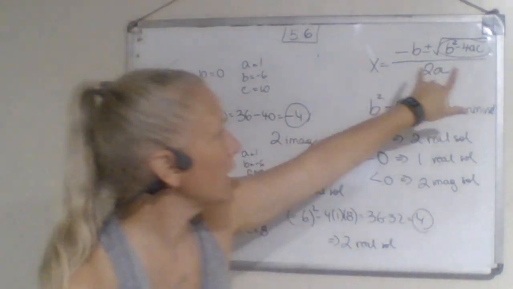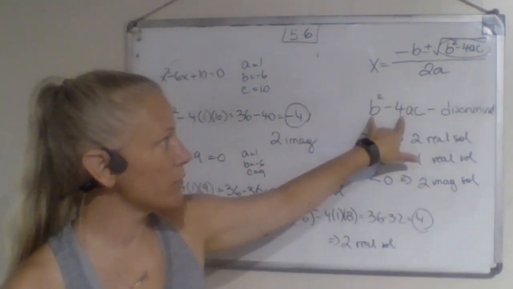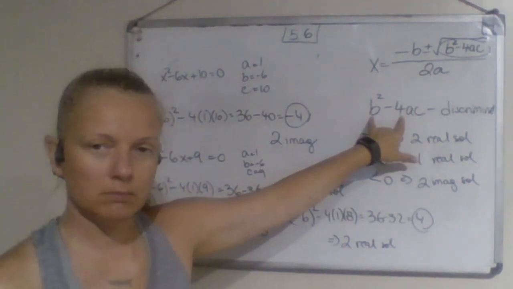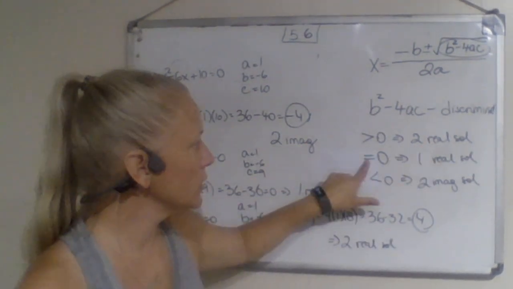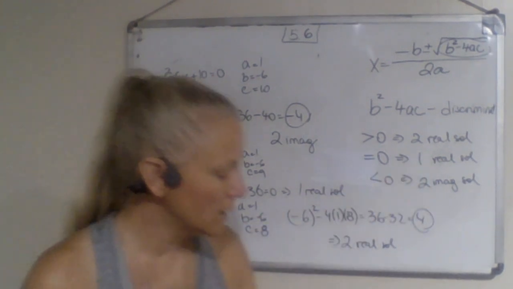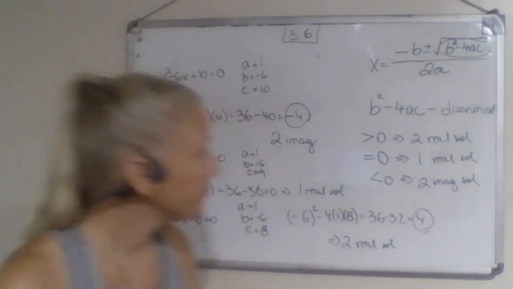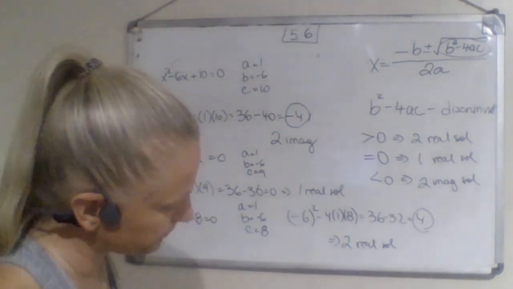All you have to do is find this value, b squared minus 4ac, and then decide, is it greater than 0? I get 2 real solutions. Is it 0? I get 1 real solution. It is less than 0. I get 2 imaginary solutions.